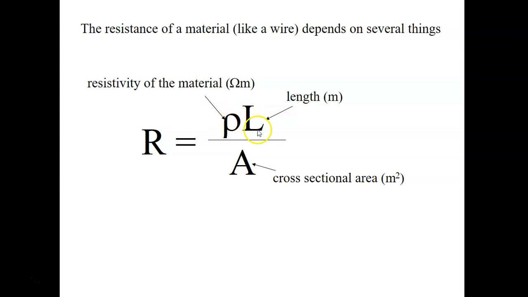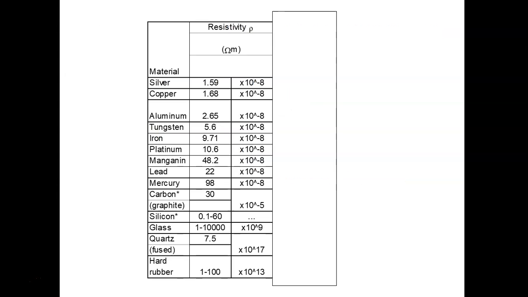This is where we take into account the length of the object, typically a wire, and A is the cross-sectional area of the wire. So if you're given the radius or the diameter of the wire, find the radius and do pi r squared. So this is a table of different resistivities.